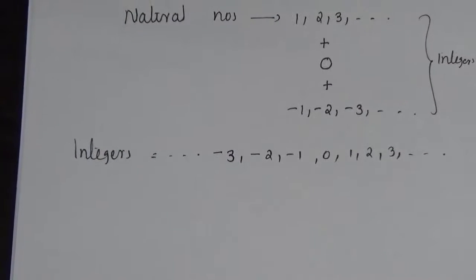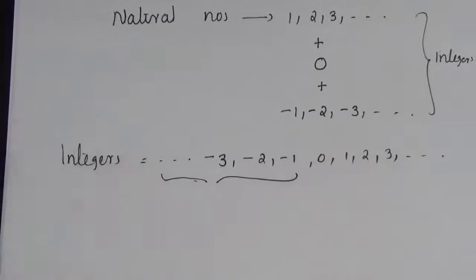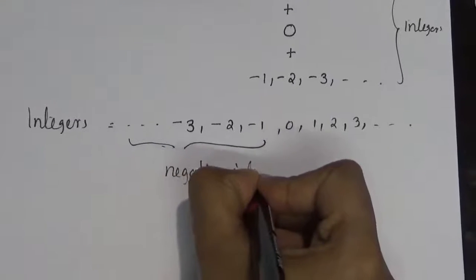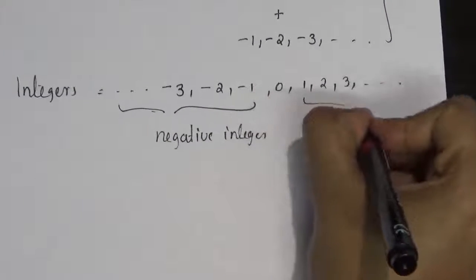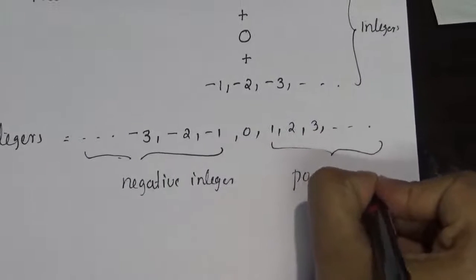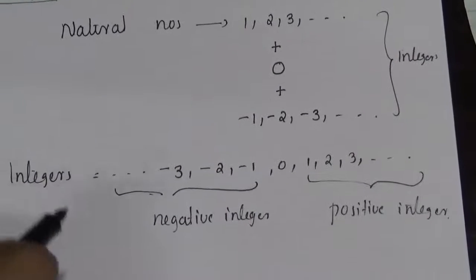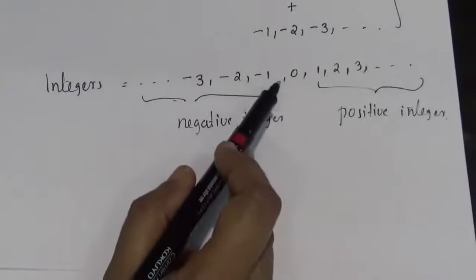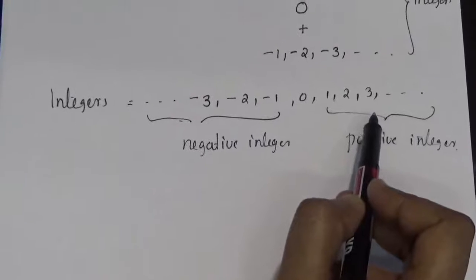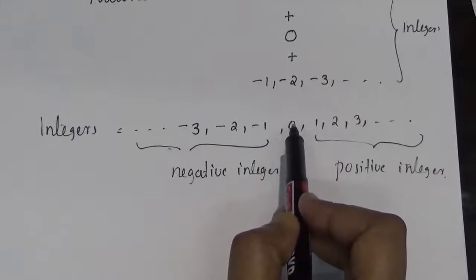Here minus 1, minus 2, minus 3, etc. are called negative integers. And 1, 2, 3, the set of all natural numbers, are also called positive integers. So remember, a positive integer is the same as a natural number. Non-zero integers means the negative integers and the positive integers. And 0 is neither a negative nor a positive number. So remember that.